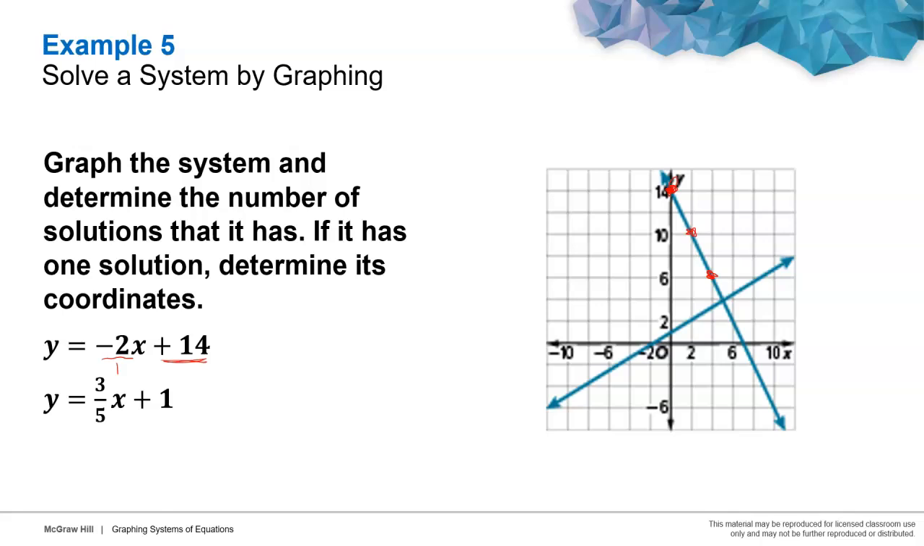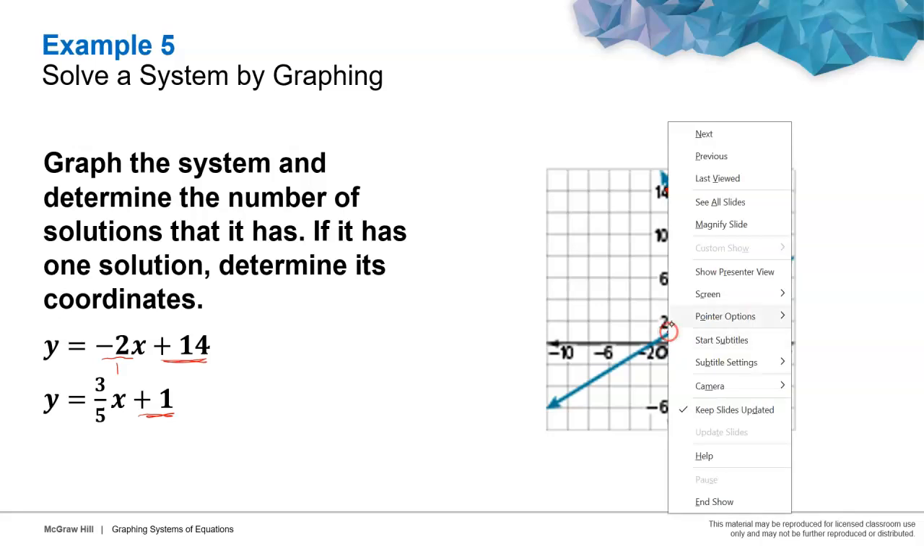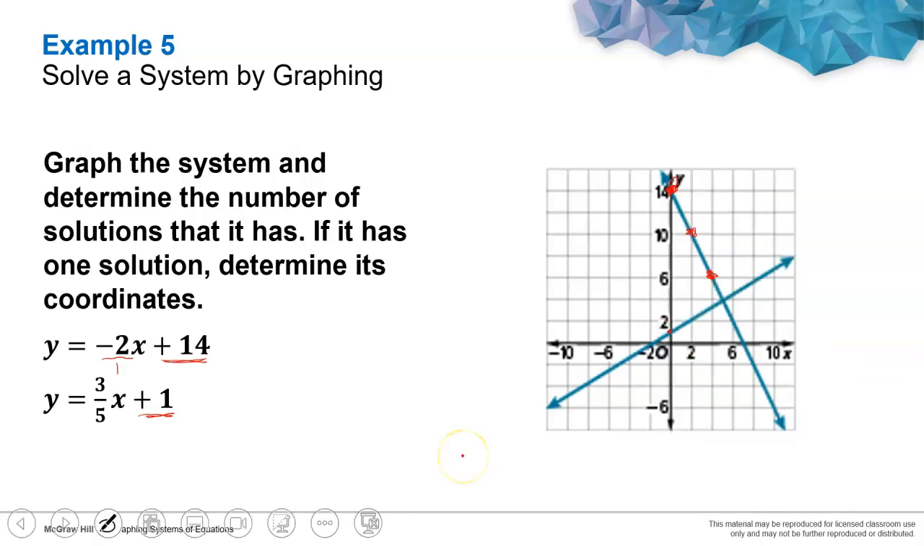Now they're going to graph the second one. Where did they start? They started at the y-intercept, which is 1. Notice they're counting by 2's here. So there's 1, and then the slope is 3/5, which means they counted up 3 squares and right 5 squares. They drew a line between those two.